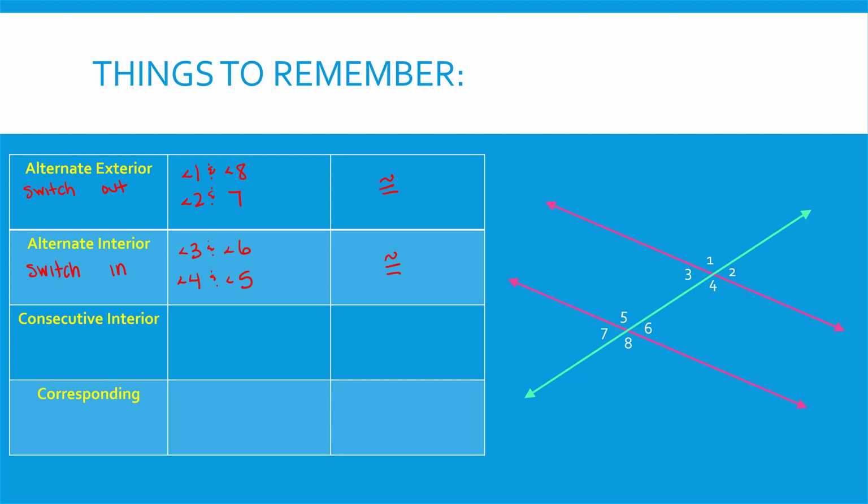We then looked at our consecutive interior, which was same side, inside. So our same side, inside, consecutive interior were the angle pairs 3 and angle 5, as well as angle 4 and angle 6. And these angle pairs are not congruent. These are supplementary, which means that they equal 180 degrees.